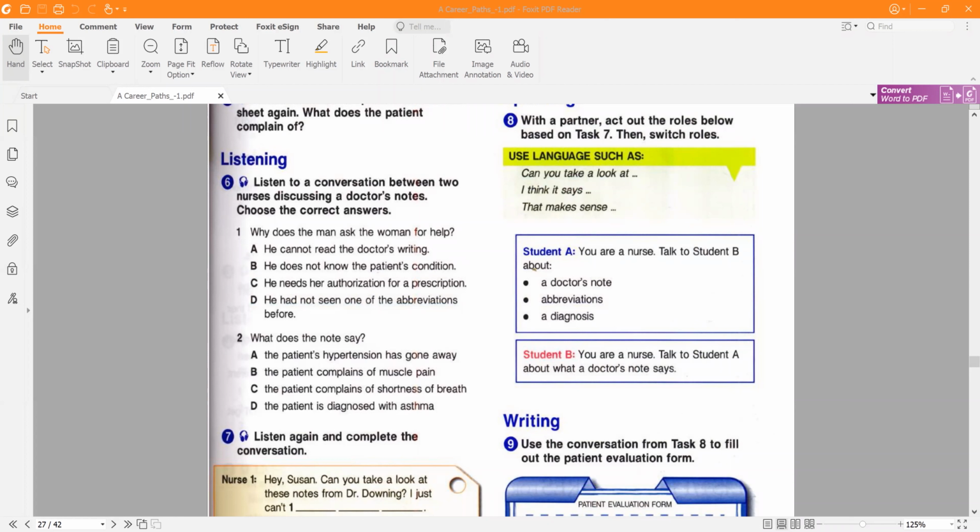Okay. Listen again. Exercises 6 and 7, page 25. Hey, Susan, can you take a look at these notes from Dr. Downing? I just can't read his writing. It is pretty messy sometimes. Let's see. Look, is this C-O or O-E? It's hard to tell, but I think it says patient C/O SOB. Ah, that makes sense. I can see it now. And this is the diagnosis here. Yes, it says DX-HTN. So the patient has hypertension. That's right.